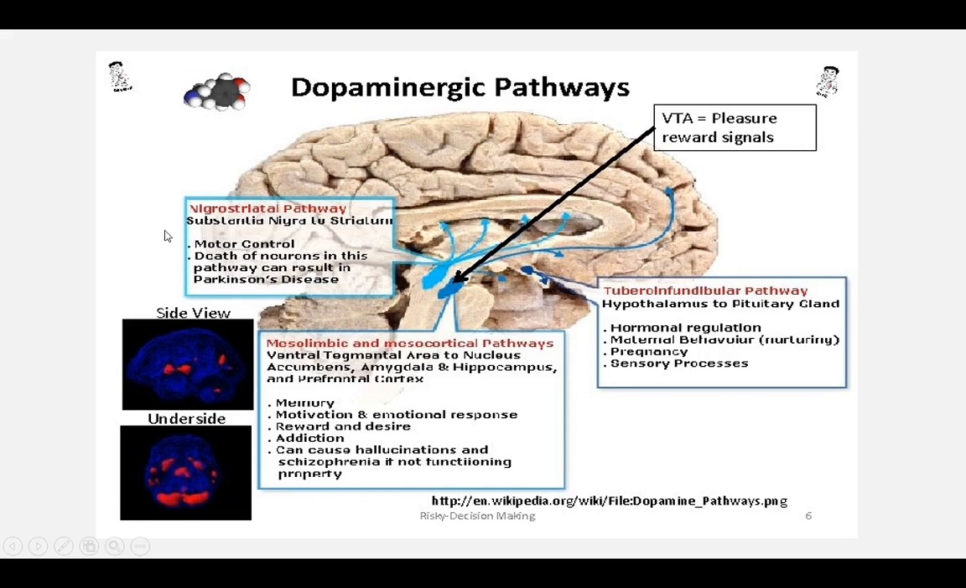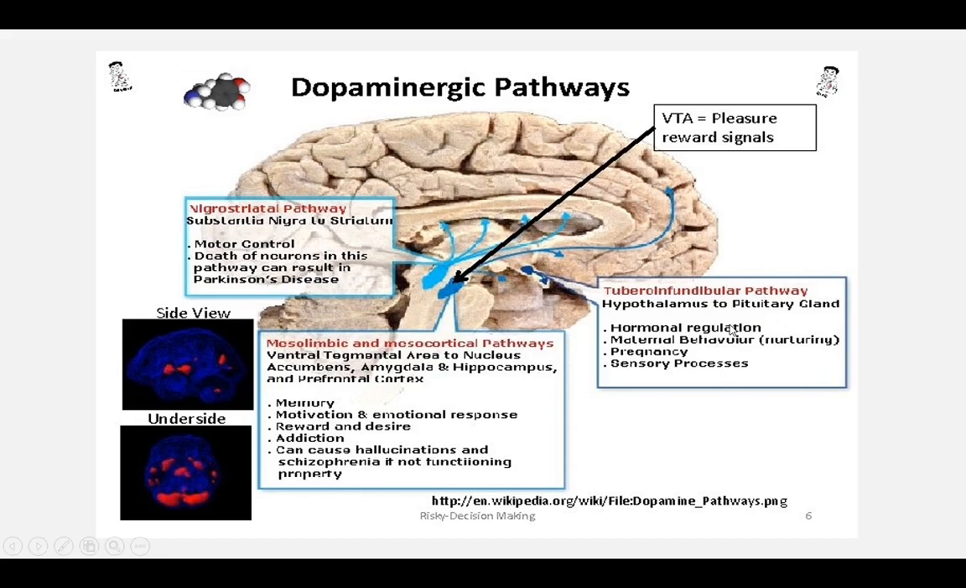From here, the pathway is from the substantia nigra to the striatum. Now, what does this pathway regulate, or what is it usually a seat of? It is a seat of motor control. Death of neurons in this pathway results in Parkinson's disease. You have learned what Parkinson's disease is, right? So when there is a death of neurons in the nigrostriatal pathway, it is of the dopamine neurotransmitter, right? So this pathway is from substantia nigra to the striatum.